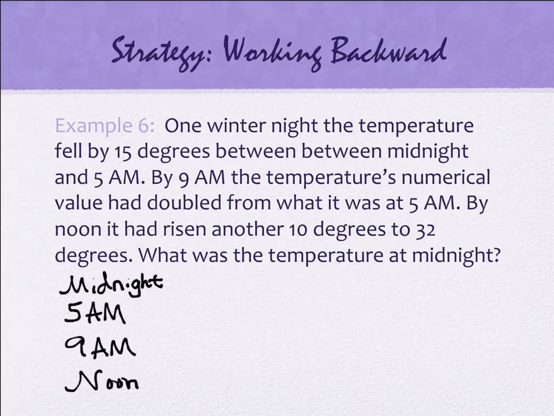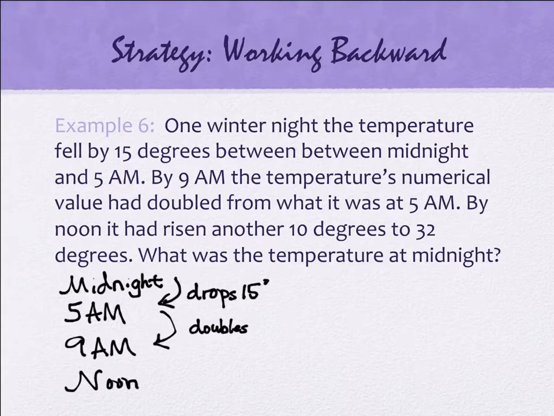What happens from midnight to 5 a.m.? It drops 15. What about from 5 to 9? It doubles. At least its numerical value doubles. Doubling temperature is a weird thing because do you double the Celsius or do you double the Fahrenheit? So we're just looking at the number, just the single number. What happens between 9 and noon? It adds or rises 10 degrees.